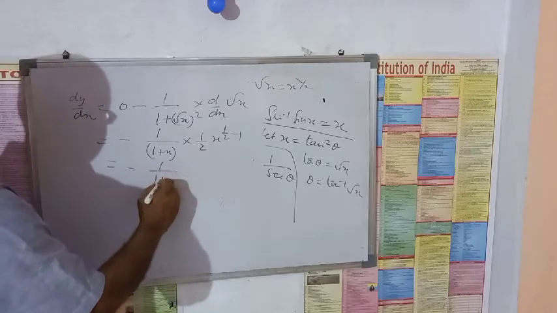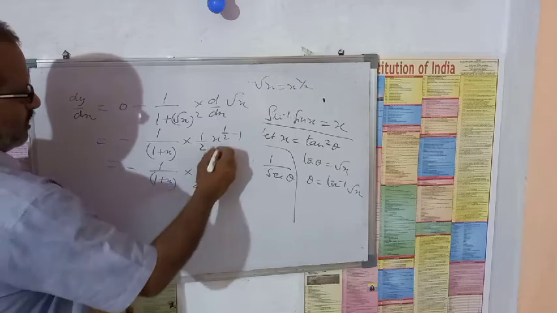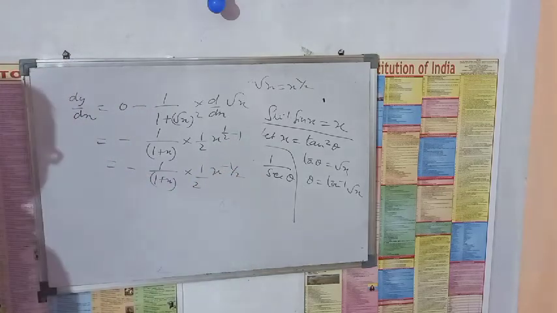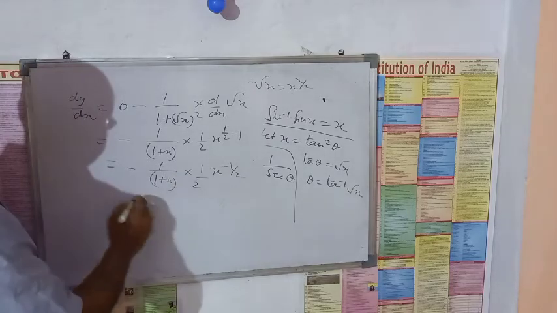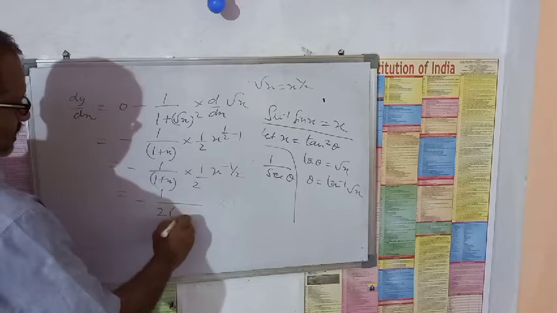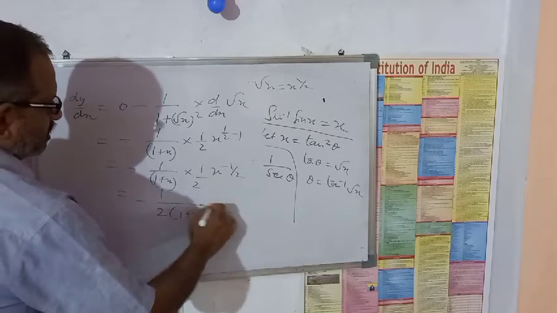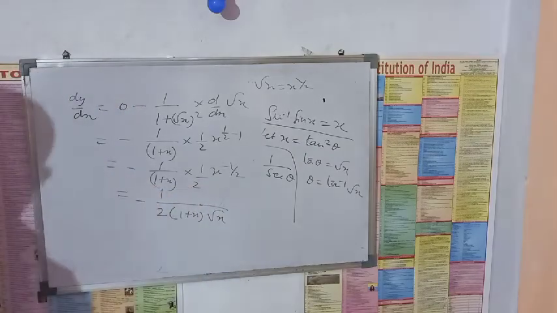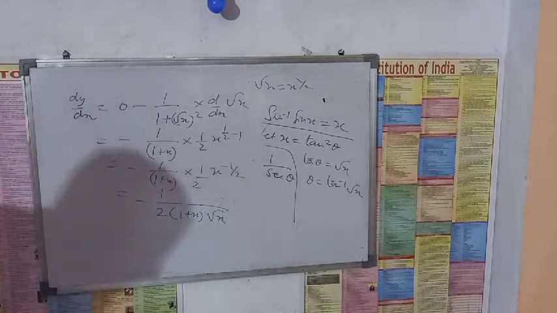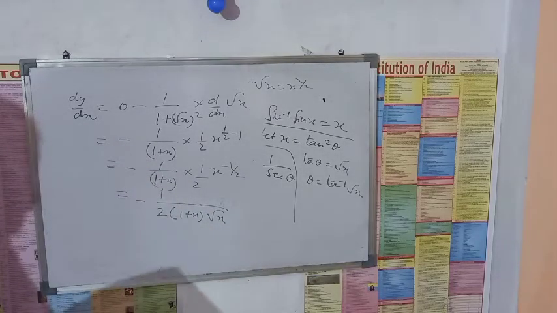Minus 1 upon 1 plus x into 1 by 2, it will be x to the power minus 1 by 2. Make it positive. Twice 1 plus x, take it downside. So it will be root x. It was question number 7, third part.